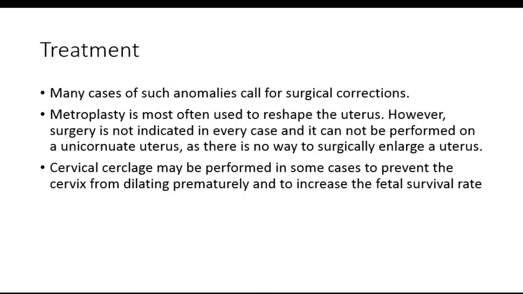In case of bicornuate uterus, you can do metroplasty to join together two horns, but mainly this Strassman procedure, the operation by Strassman, is not done in many countries globally. Surgical cerclage may be performed in some cases to prevent the cervix from dilating prematurely in case of pregnancy, to increase the fetal delivery survival rate.